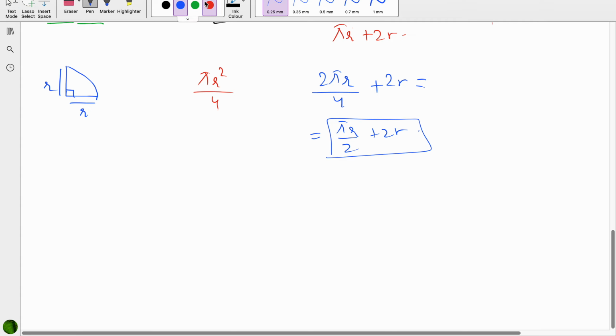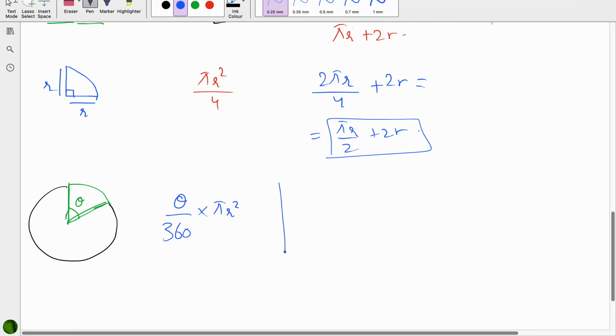Now what happens when an angle appears there? For example, we have a sector, angle is theta. Now this is part of the complete circle, so it is theta out of 360 times pi r square. In case of perimeter of the sector, this is the arc length. It is theta out of 360 of the complete circle, first thing, plus 2 times radius, 1 and 2, so plus 2r.